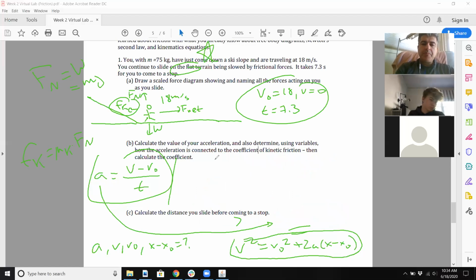So F net minus Fk is going to equal 0. So the only two forces acting on the skier are the kinetic friction and the force slowing that person down. The force slowing the person down is basically the same thing as the kinetic friction, because kinetic friction is slowing the person down. So you're deliberately setting these equal to each other, because that minus that is going to equal 0, because they are going to balance out. And F net's MA and FK is this.